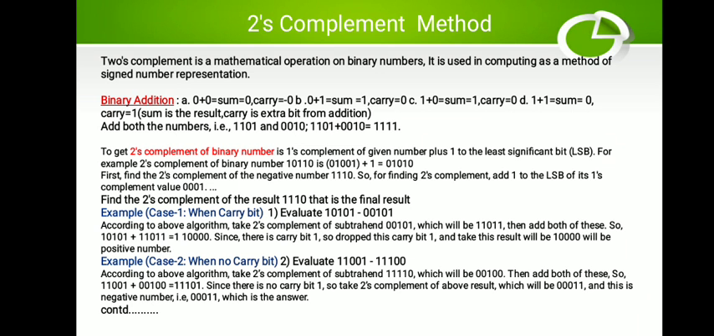Now what to do with this 2's complement? You have to add it with the first number, that is 1, 1, 0, 0, 1 with the 2's complement. What will you get? First start from the LSB. 1 plus 0 is 1, 0 plus 0 is 0, 0 plus 1 is 1, 1 plus 0 is 1, 1 plus 0 is 1. Is there any carry generated? No, there is no carry generated.